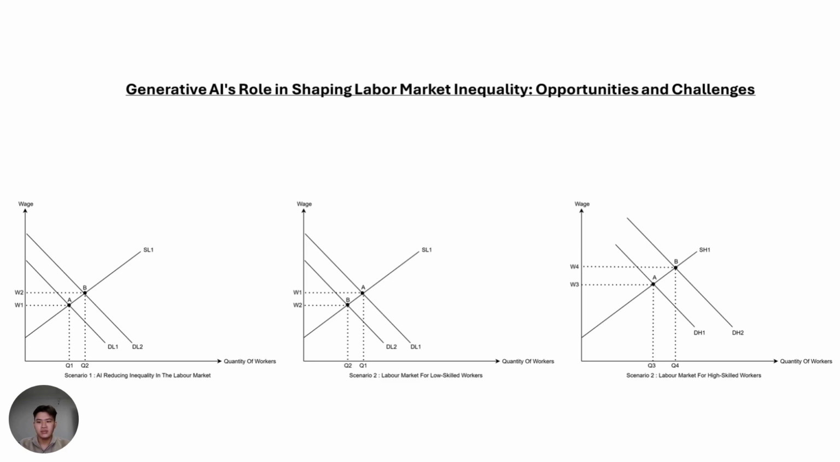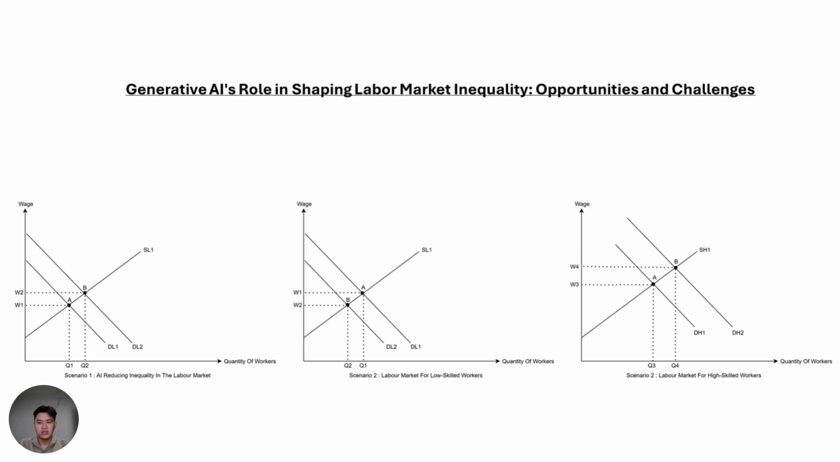On the other hand, the middle graph depicts the labor market for low-skilled workers, whereby AI increased inequality. In this scenario, generative AI substitutes low-skilled labor rather than complementing it. Initially, the labor market for low-skilled workers is at equilibrium at point A, with wage at point W1 and employment at point Q1. Generative AI automates tasks traditionally performed by low-skilled workers.